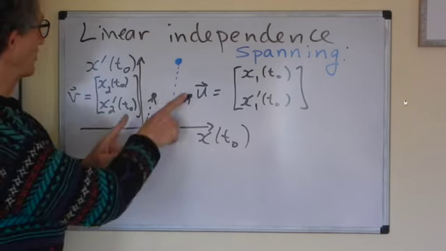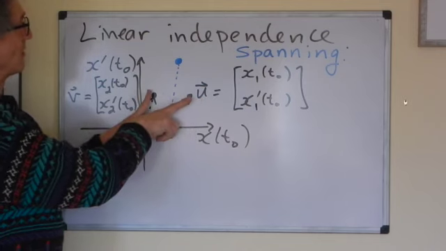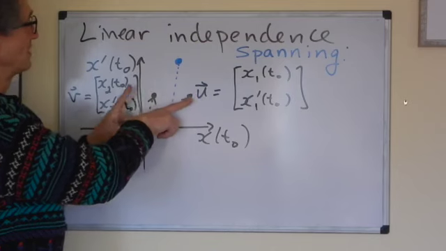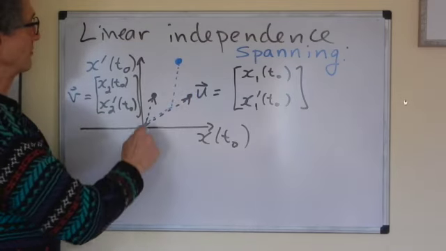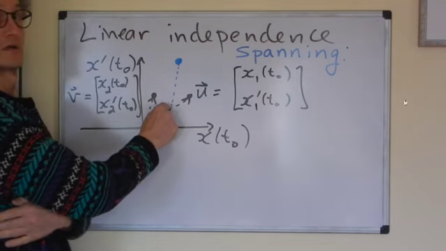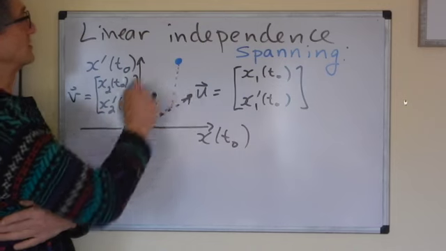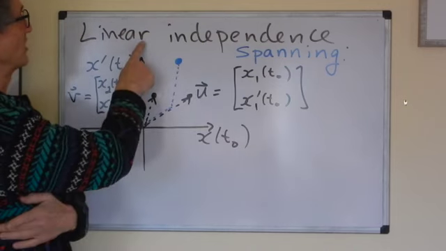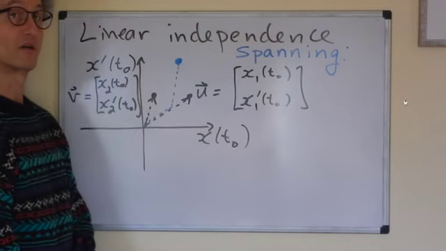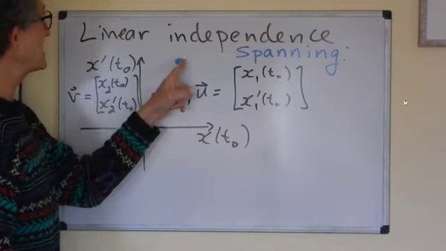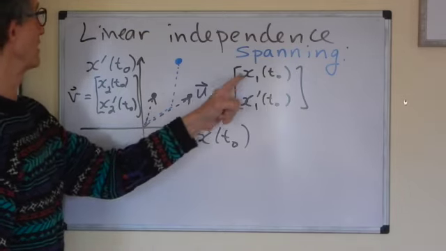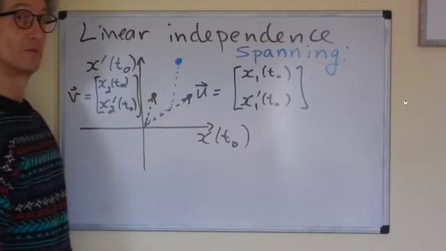If u and v are linearly independent, they're not along the same line, then any point in R2 can be reached by traveling some distance along u and some distance along v. So if u and v are linearly independent, then they span R2, which means that any initial condition can be reached by a linear combination of x1 and x2.